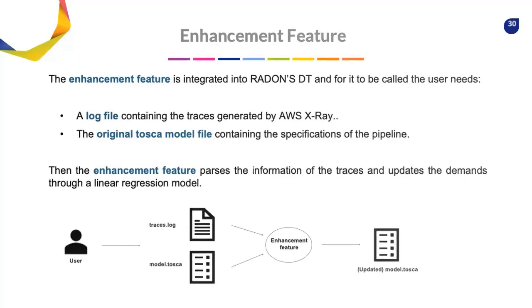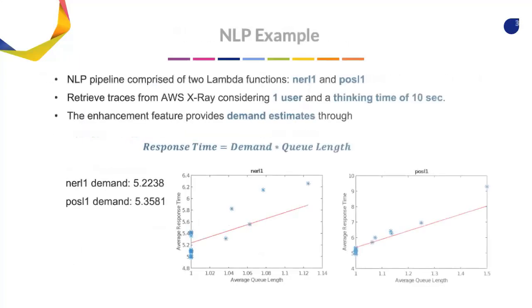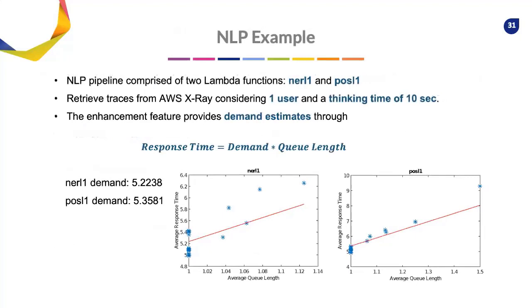As an example, we present an NLP pipeline, which is comprised of two Amazon Lambda functions, named NERL1 and POSL1. To use the enhancement feature, we have already retrieved traces from Amazon X-Ray by considering one user and a thinking time of 10 seconds. With the information provided in these traces, the accuracy enhancement feature provides a demand estimate based on a mean value regression approach, which basically establishes that the mean response time will be equal to the demand times the mean queue length observed at arrival.